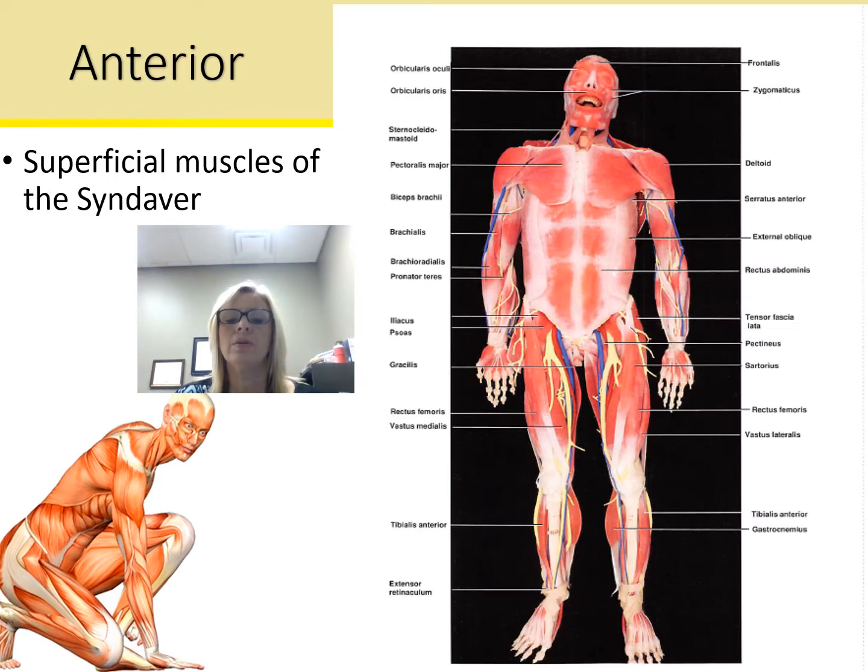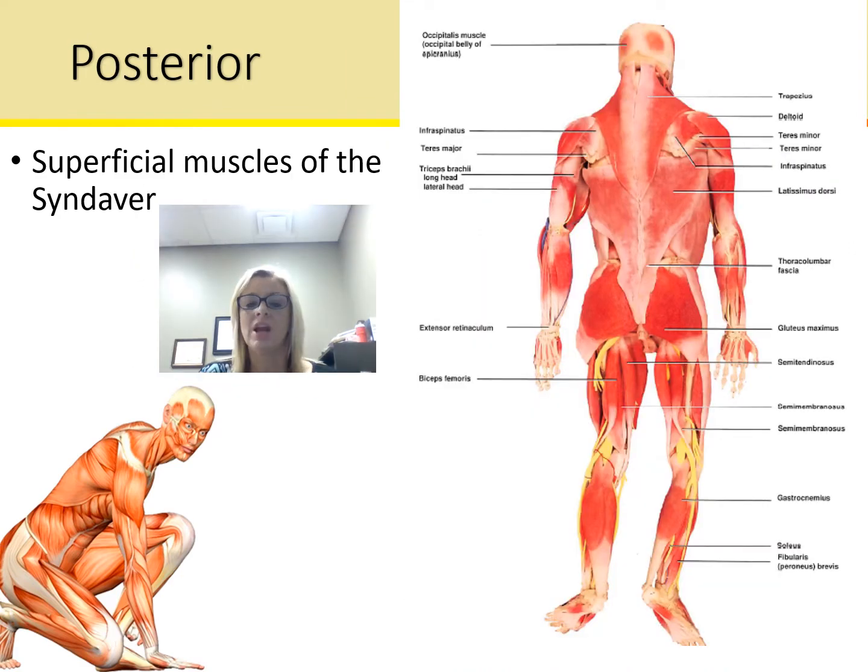So here is a good picture of some of these superficial muscles of the syndaver. You can come back to this as a reference as we go through in order to look at all of these. Here are the posterior superficial muscles. Again, you can use this as a reference to come back.